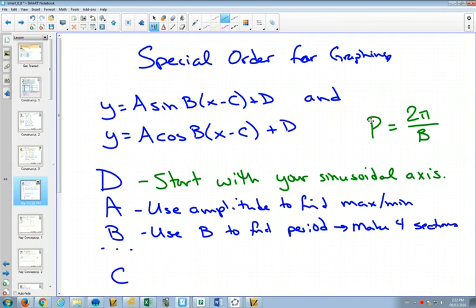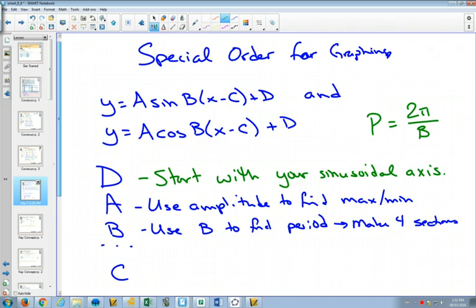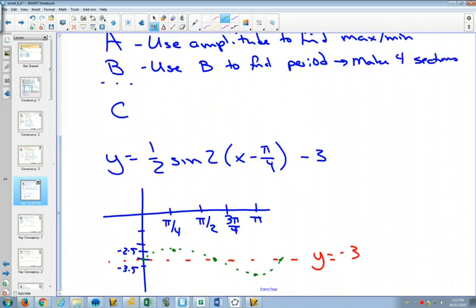And so now we'll do the same thing. In this case, our B value is 2, so our period is going to be 2 pi over 2, which will just be pi. Mark pi somewhere along your x-axis, and then divide that into 4 equal sections. So here's pi, I cut it in half, I get pi over 2, cut that in half again, get pi over 4, and then I've got 1, 2, 3 pi over 4 as the last thing I would label.